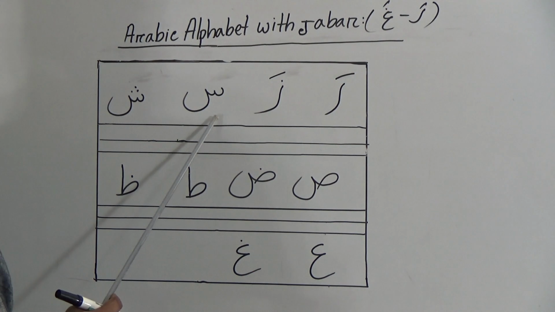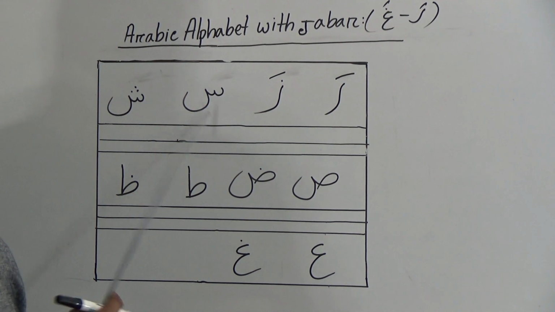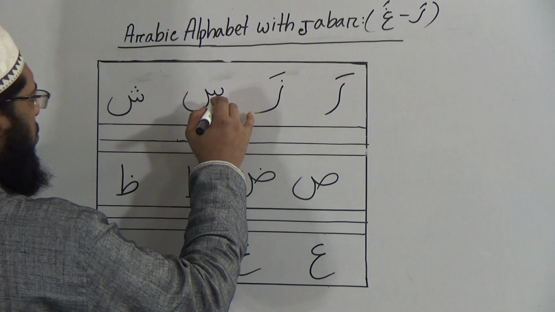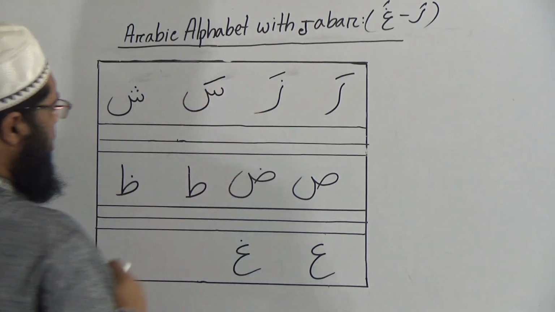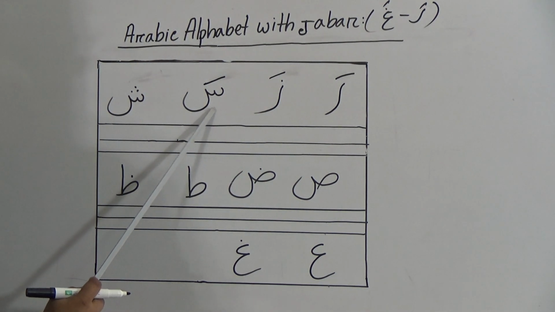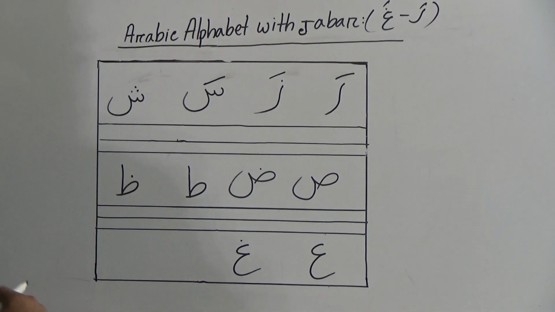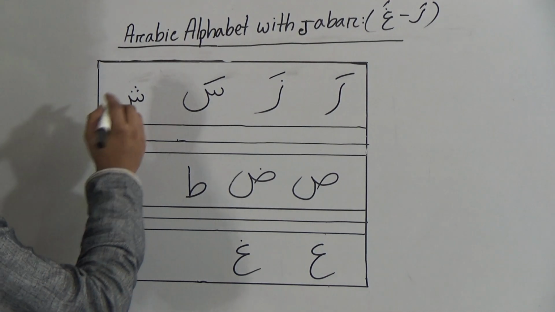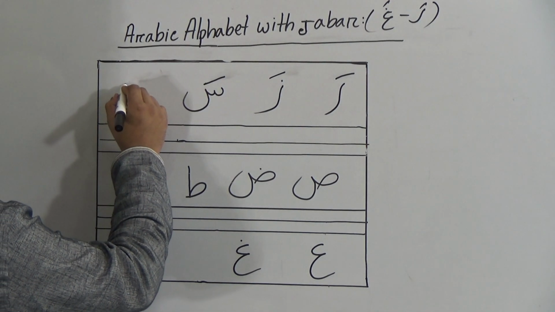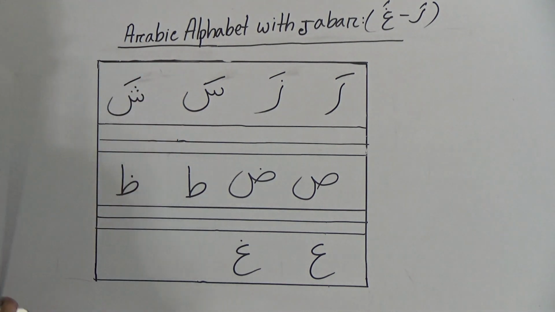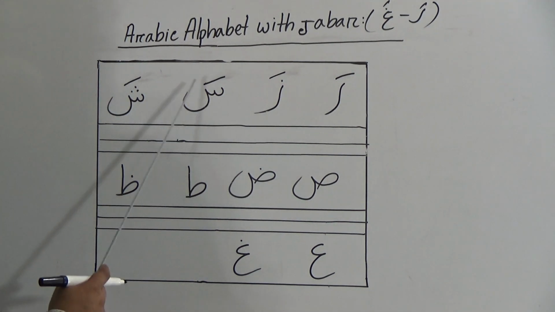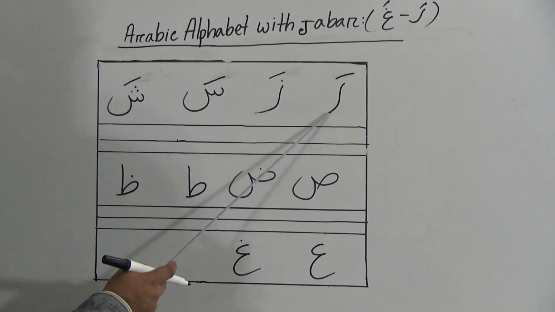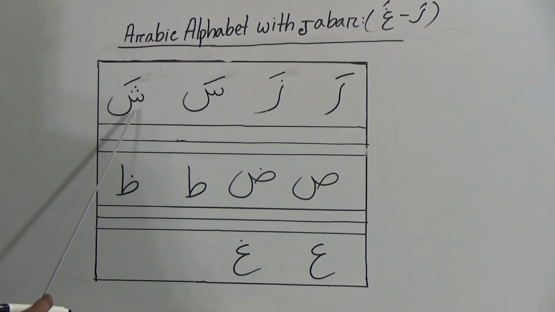Then you know that this alphabet's name is Sin. Now we have to put a Jabar over the Sin. I am putting a Jabar over the Sin. Now Sin Jabar Sa. Then this is Shin. We have to put a Jabar over the Shin. Shin Jabar Sha. Ra Jabar Ra. Za Jabar Za. Sin Jabar Sa. Shin Jabar Sha. Ra, Za, Sa and Sha.